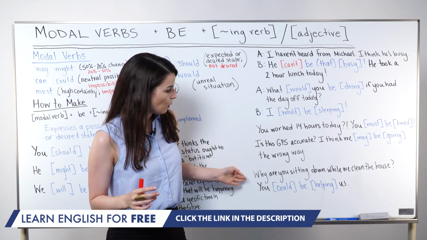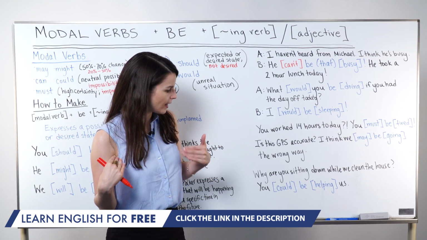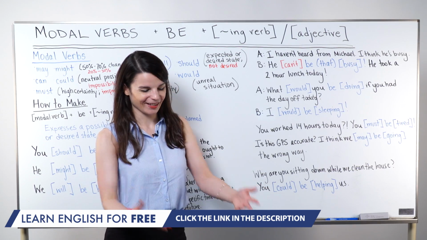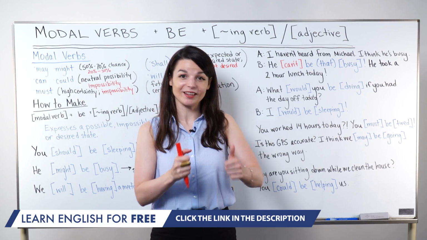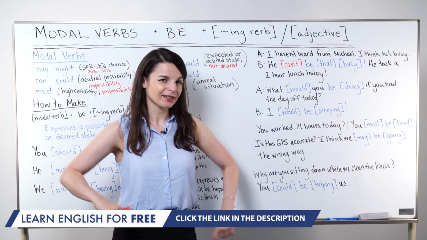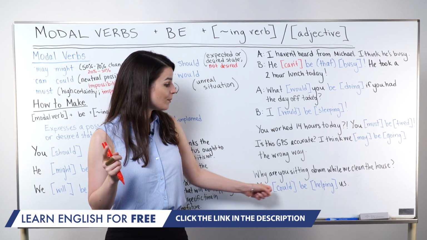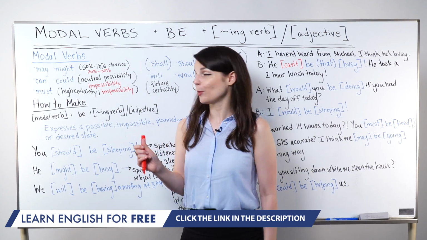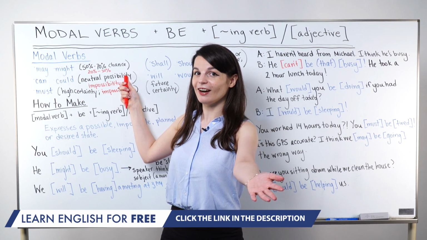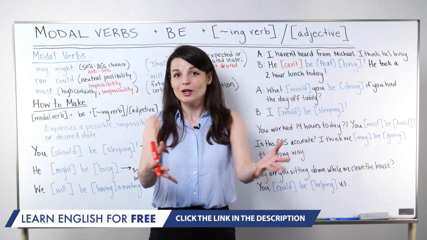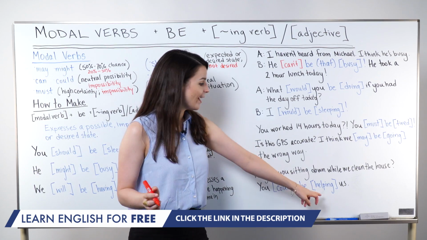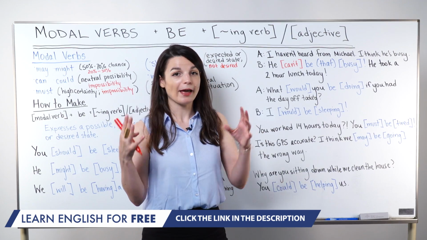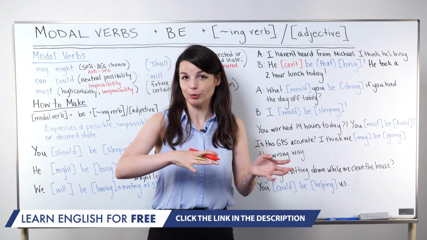Okay, finally, why are you sitting down while we clean the house? You could be helping us. So this is something maybe like a parent would say to a child. The child's like playing video games on the sofa, and the parent says, why are you sitting down while we clean the house? You could be helping us. So this, you could be helping us, means it's possible right now for you to help us. So you could change your condition to helping. Now you're sitting, but it's possible for you to help us. You could change your condition to helping us.